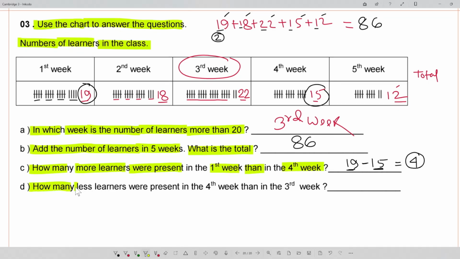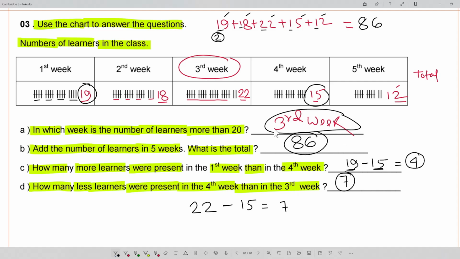Last question, how many fewer learners were present in the fourth week than in the third week? Less. So third week came 22 and fourth week came 15. So the difference is 7. So our answer is 7 learners fewer than third week. So here is 7, here is 4, here is 86, and here is third week, which is the highest number of people who came. So no more today.